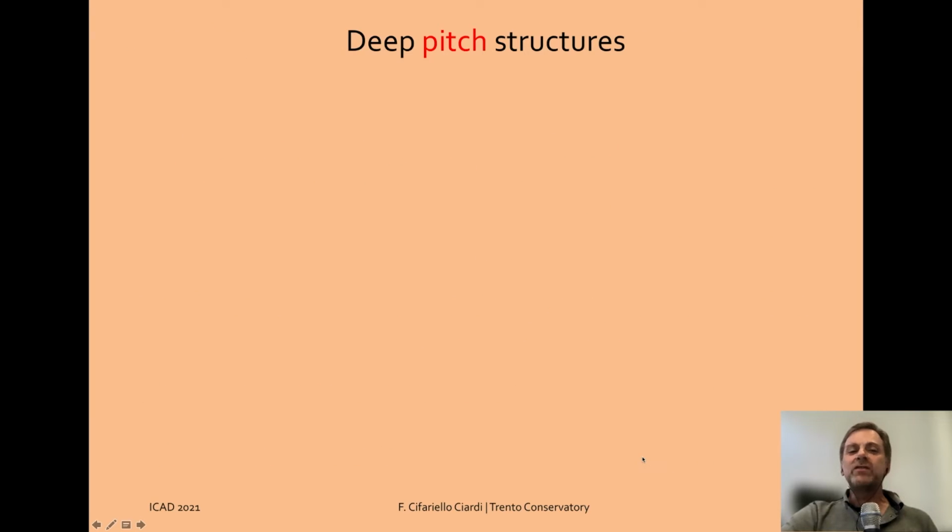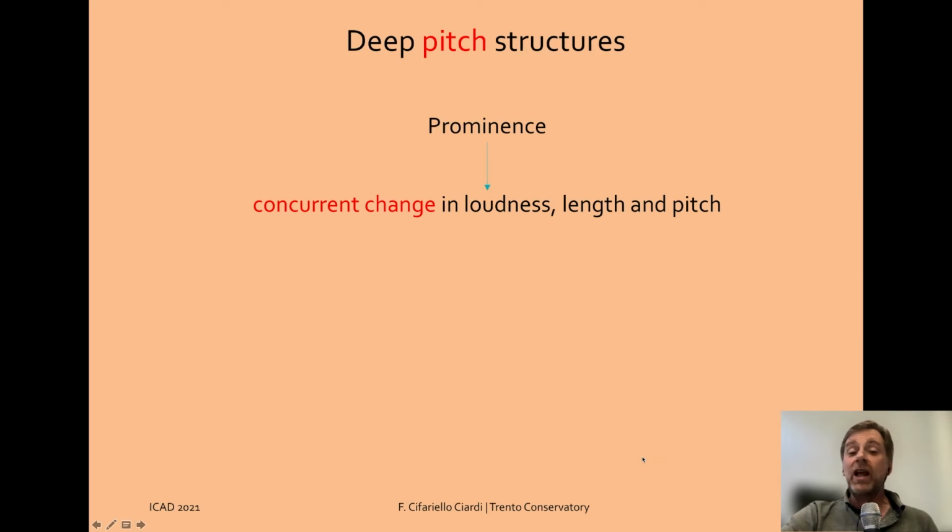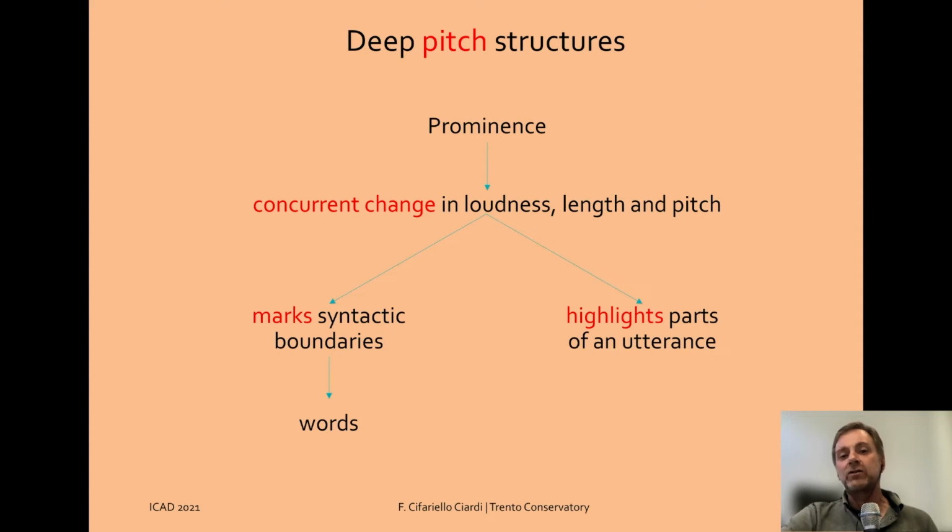A second aim of this research is the exploration of the pitch and temporal structures underlying prosodic processing. Prosodic speech structures result in the production of prominences, that is, the concurrent and coherent change in loudness, length, and pitch that are used to emphasize a given phoneme or syllable in speech. As far as speech is concerned, non-tonal languages like English and Italian make use of pitch prominences to mark syntactic boundaries, but also to highlight some parts of an utterance.